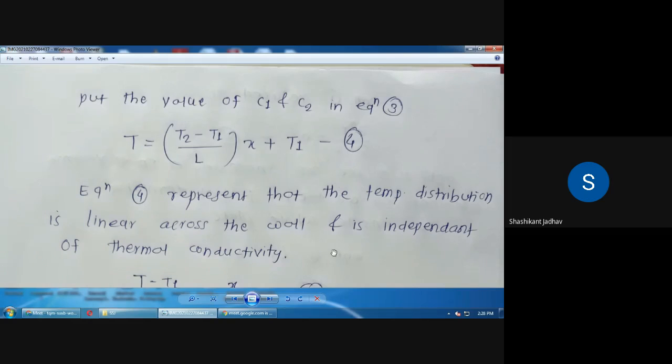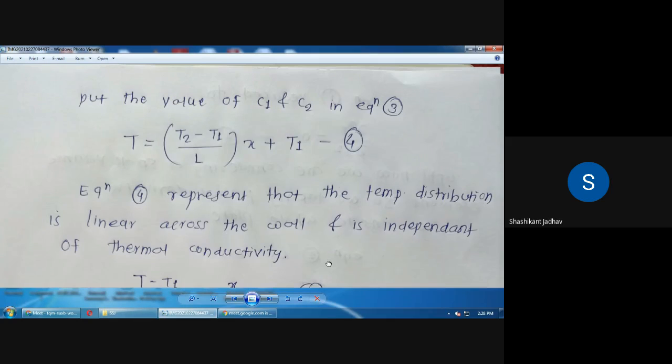Okay, so equation 4 represents that the temperature variation is linear across the wall and it is independent of thermal conductivity. So this temperature does not depend upon the thermal conductivity. It depends only on the distance x. So T is equal to (T2 minus T1) divided by L into x plus T1. This is the equation for the straight line. So we say that the temperature distribution across the wall is linear.